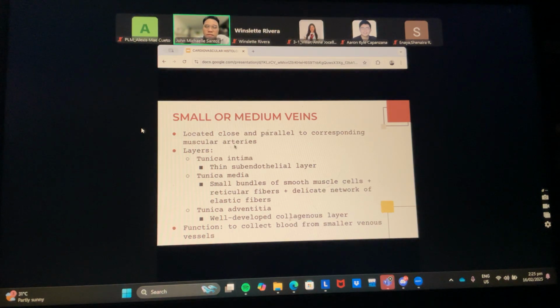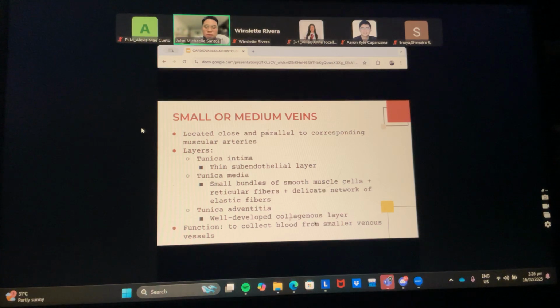Your small or medium veins are located close and parallel to the corresponding muscular arteries, because as those muscular arteries contract, they also help the veins propel the blood back to the heart. So when the muscular arteries beside the small and medium veins contract, pushing blood flow away from the heart, they also help the veins by squeezing them so that blood returns to the heart. Okay? So since this is a blood vessel, it has intima, media, and adventitia.